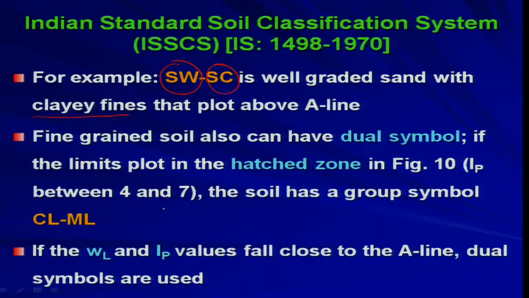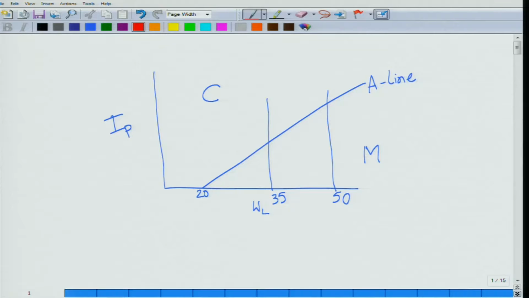Apart from that, if the liquid limit and plasticity index values fall close to the A line, dual symbols are used. So, that means if you come back to the plasticity chart, what the statement says is that if you go very close to your A line, then your fine grain soil will get the dual symbol.